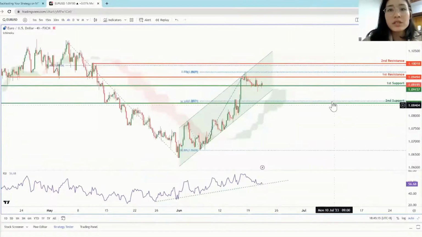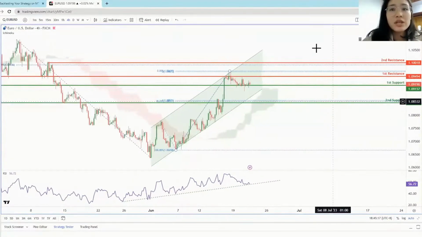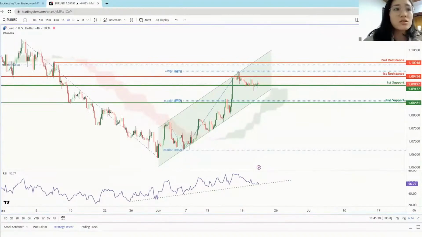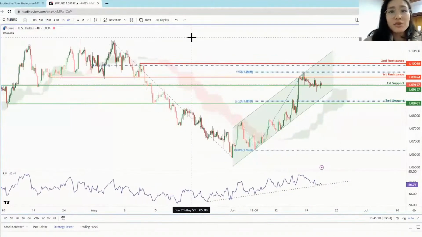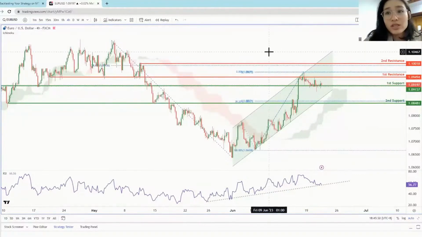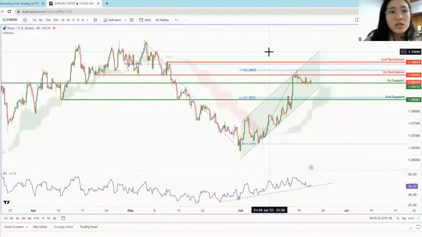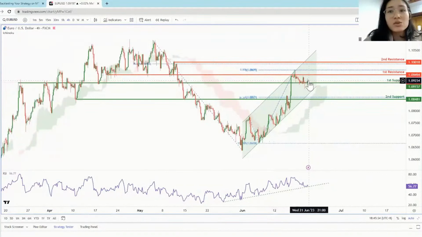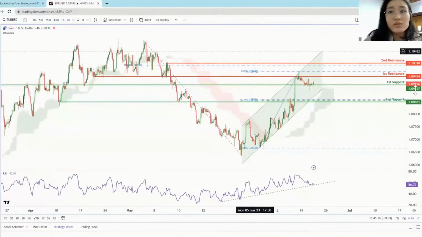I'm going to get rid of that MACD. So we can expect prices to bounce off of this level and head towards our first resistance. But since we can't find any Fibonacci levels to support this level, it's considered a pretty weak level. So we could see it break as well.